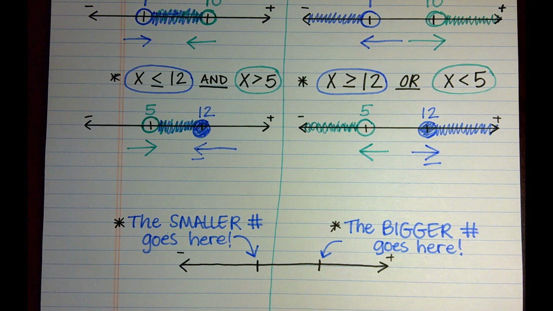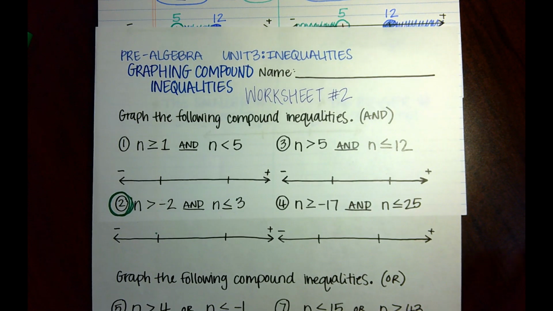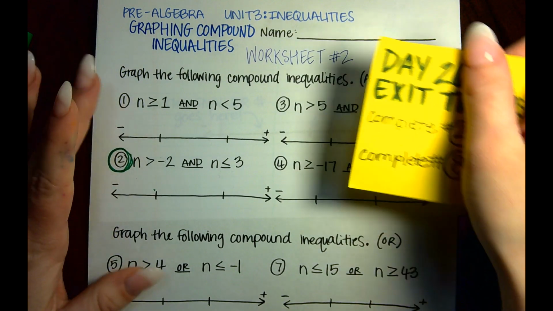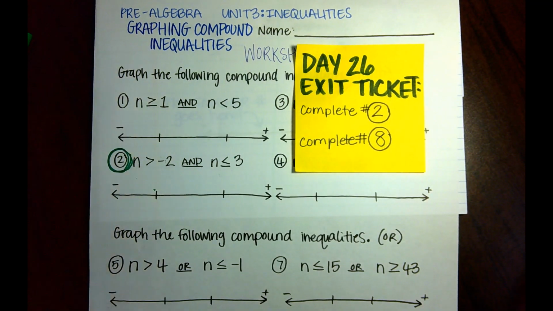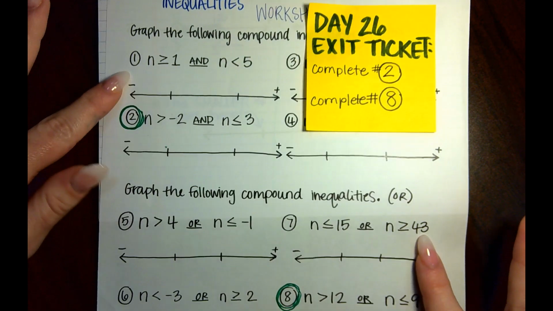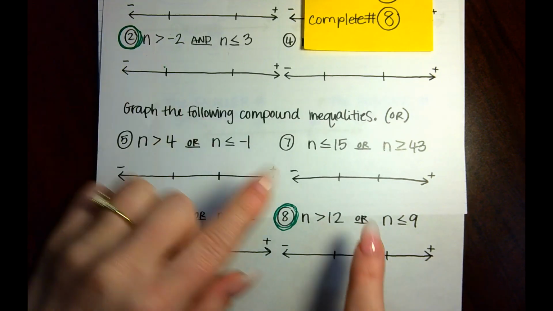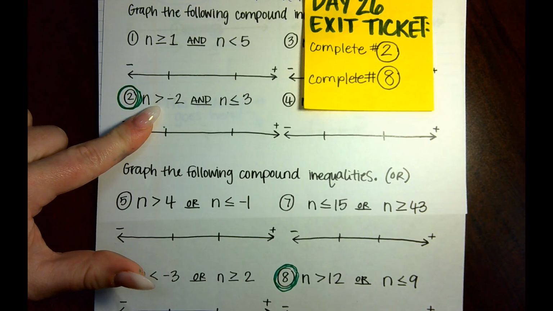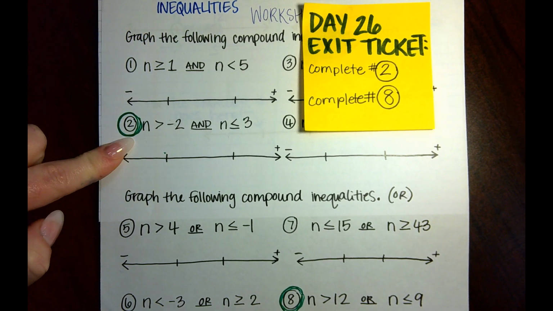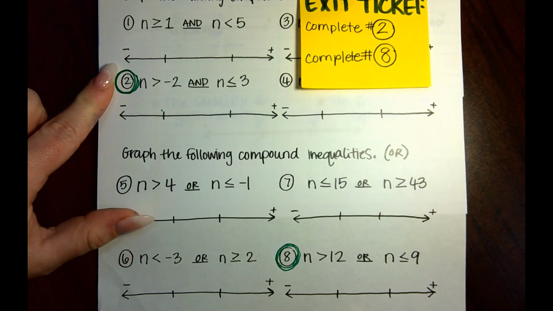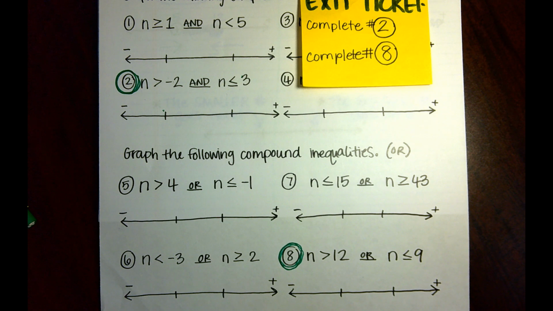So I have a worksheet for you guys that I guess I forgot to make copies of. So I am going to run and make copies of this worksheet. And I will pause this recording in the meantime. Okay, so here's this worksheet, and this will also be our day 26 exit ticket. You will be turning in number 2 and number 8. You can finish the rest for practice if you like, but these are the only 2 I'm grading. So I will have these here. When you finish, you are free to go, and that is it today.